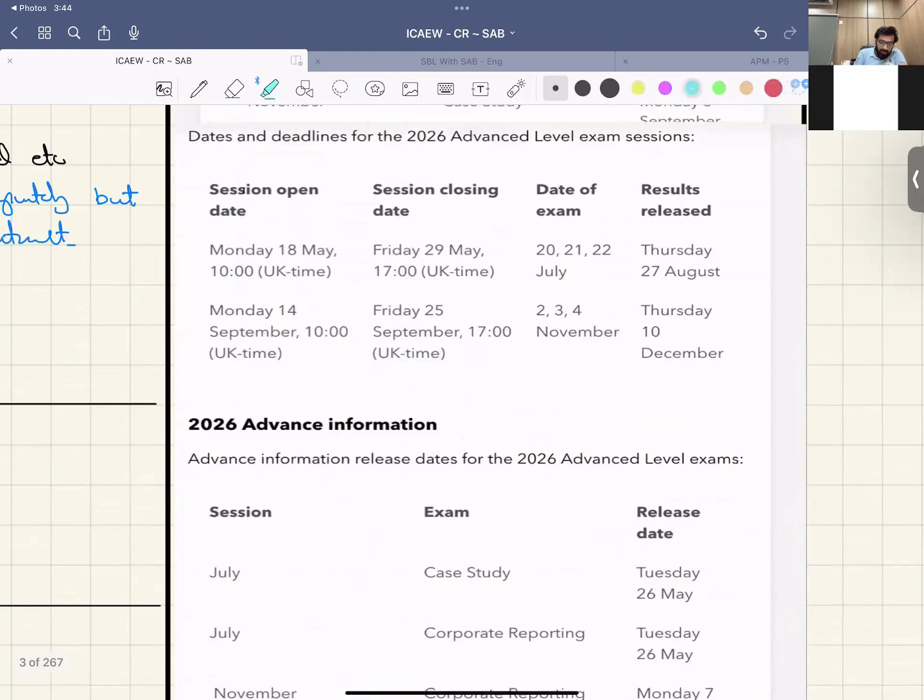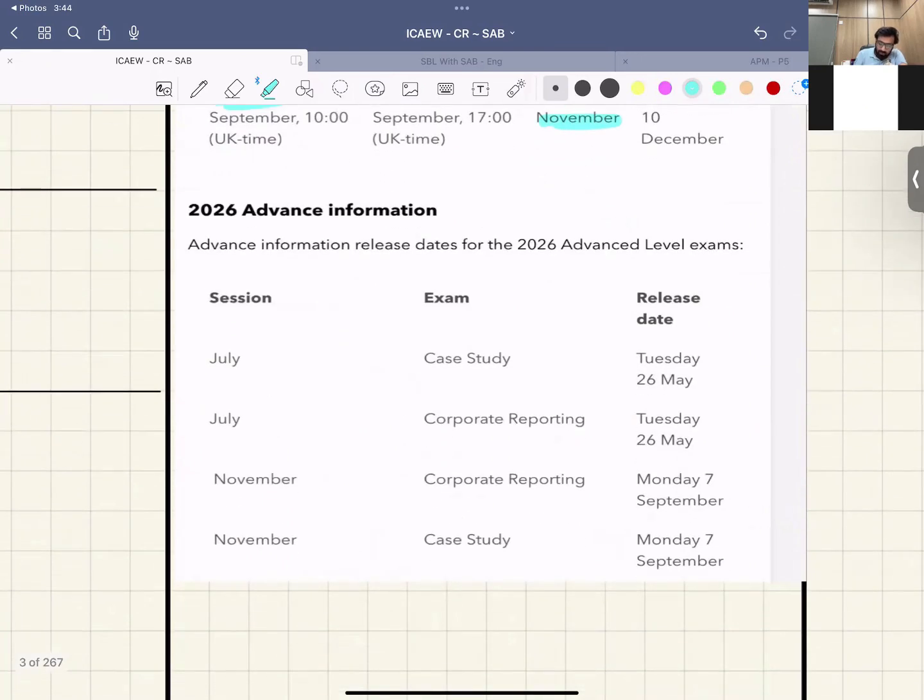Then we have the 2026 deadlines. It's 18th May for July, and 14th May for November. And we have these deadlines for advanced information.